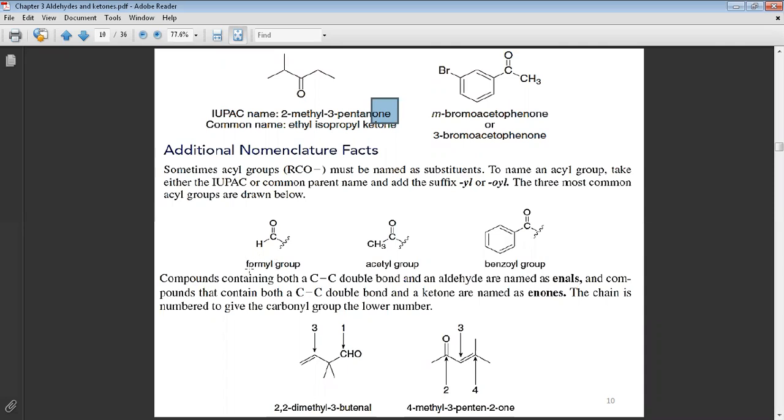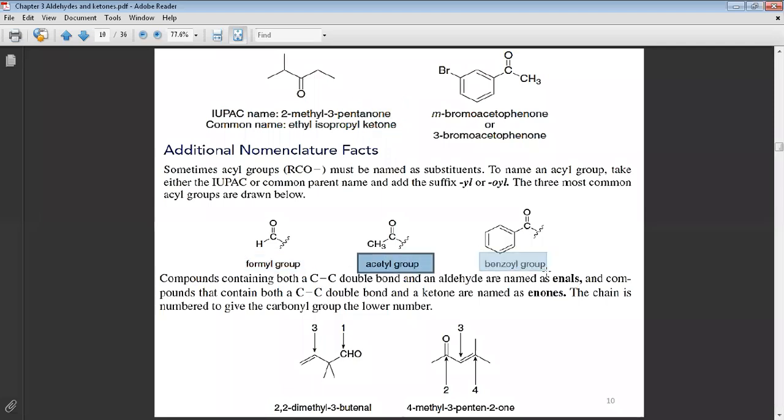This is formyl, from formaldehyde. This is from acetaldehyde, acetyl. And this group is benzoyl. Students, you have to memorize this: formyl, acetyl, benzoyl.